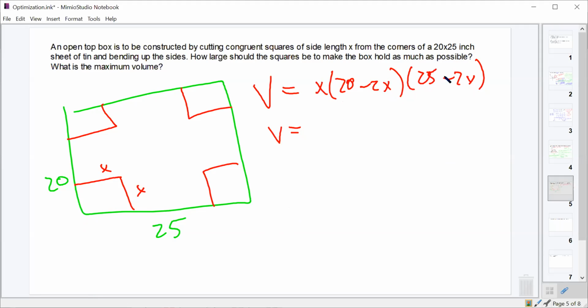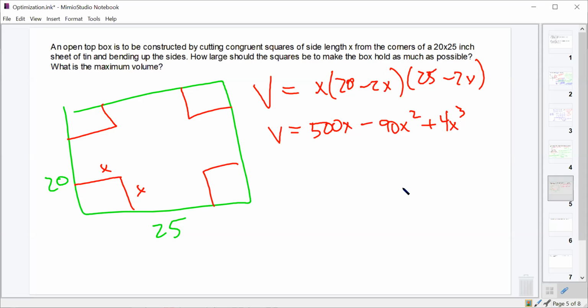20 minus 2x times 25 minus 2x is going to give us what? Constant of 500 times the x will be 500x, and then a minus 90x squared, and a plus 4x cubed. Everybody good with that?